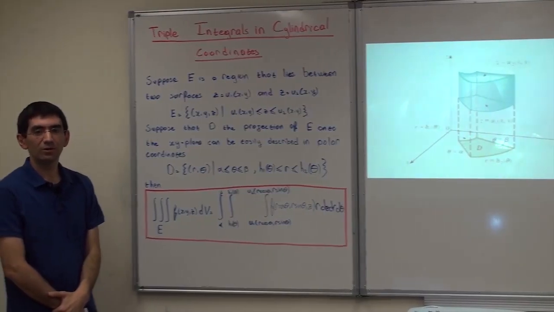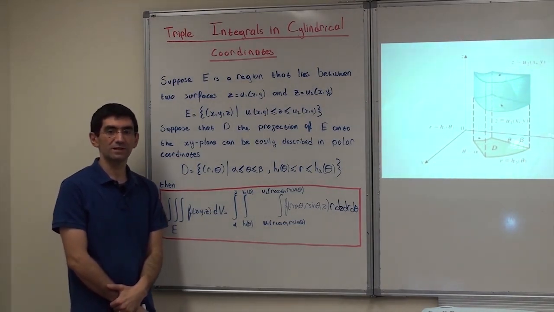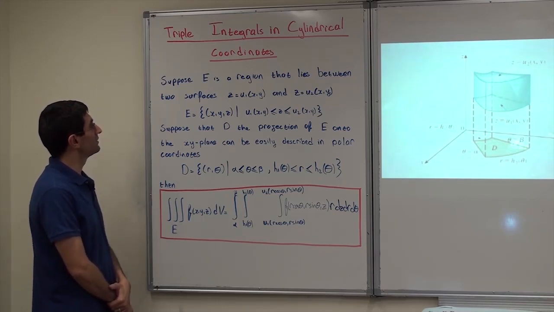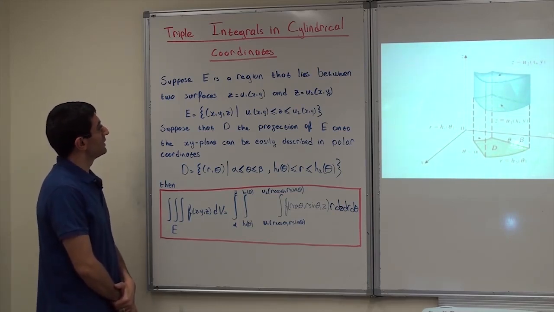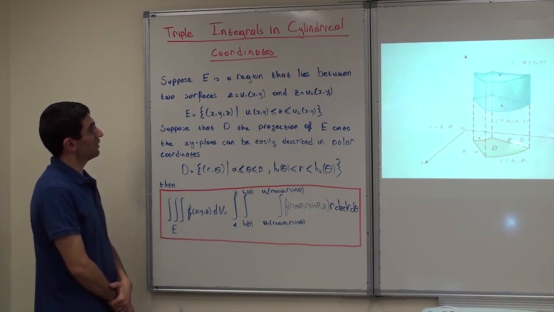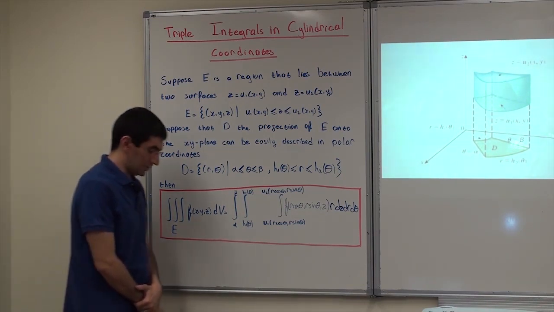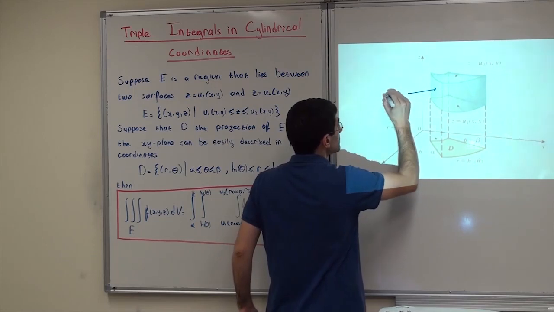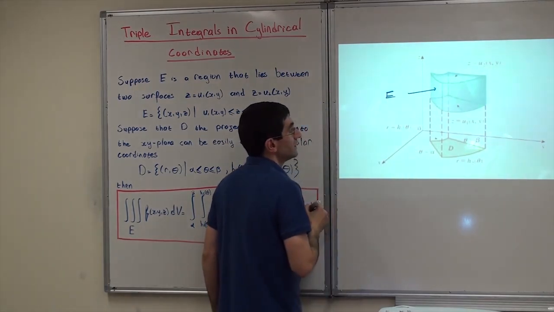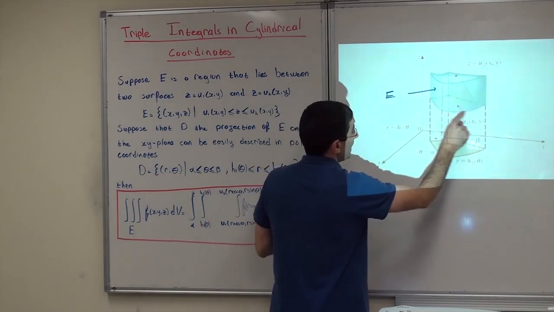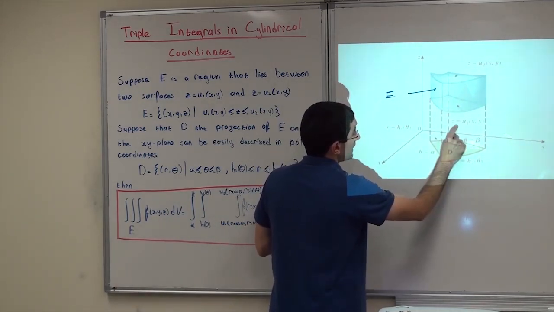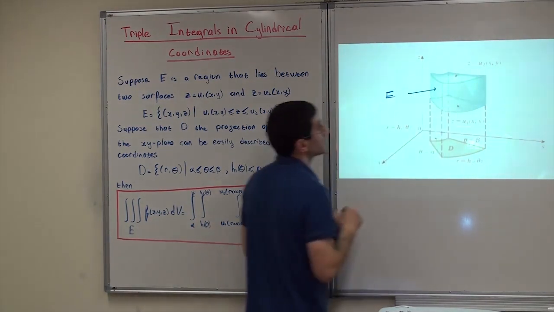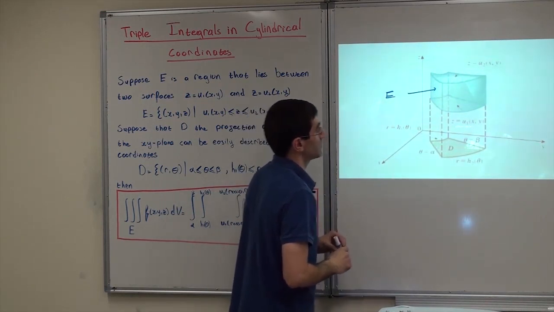Hello. In this video, we are going to talk about triple integrals in cylindrical coordinates. Suppose that we'd like to calculate our triple integral over a solid E that lies between the surfaces z equals u1(x,y) and z equals u2(x,y). To understand our solid E better, let's have a look at this picture. This blue object is our solid E. Now, we assume that the bottom of this solid lies on the surface z equals u1(x,y), and the top of the solid lies on the surface z equals u2(x,y).